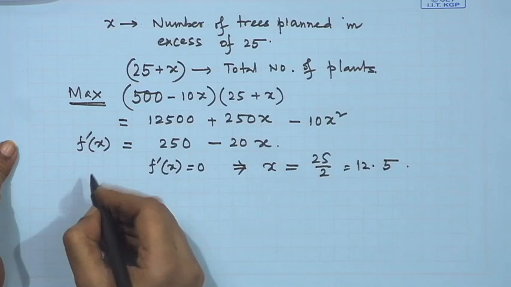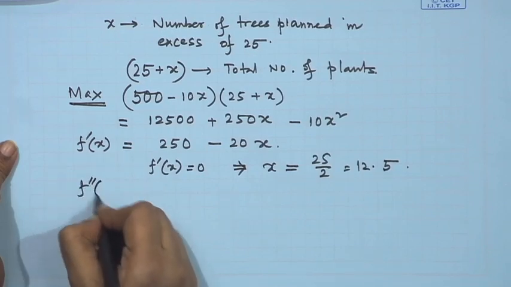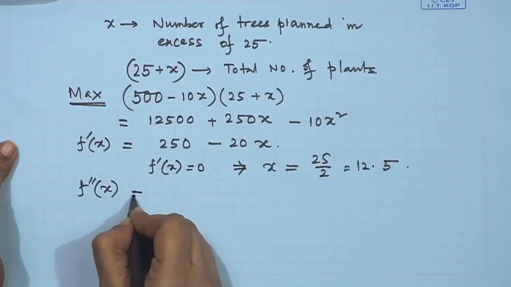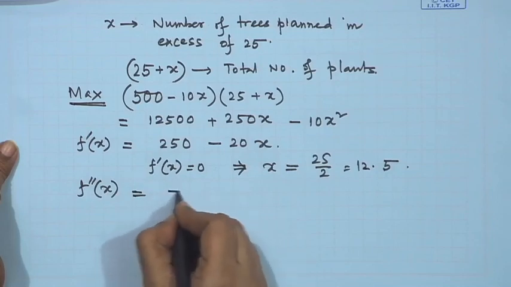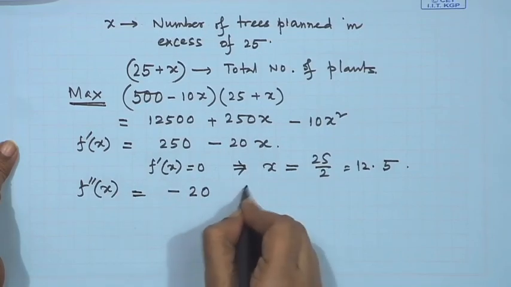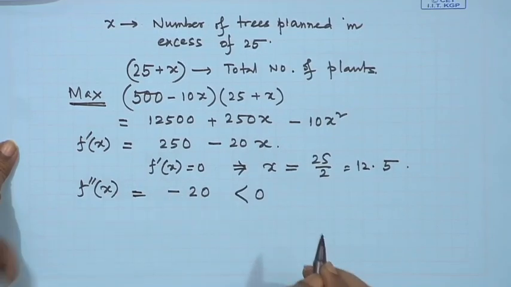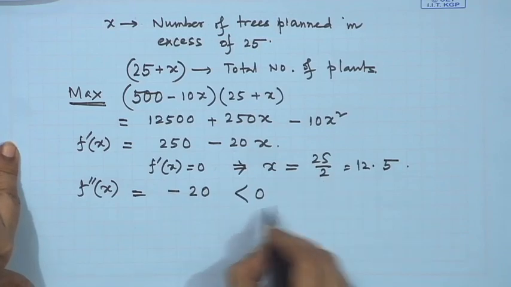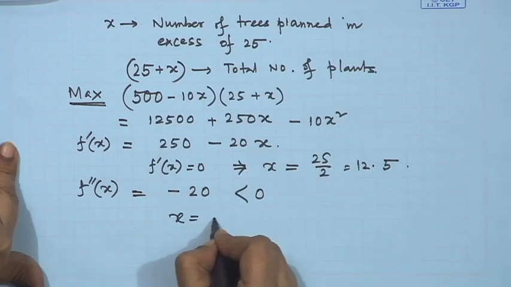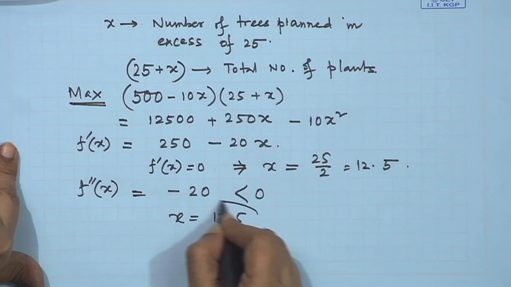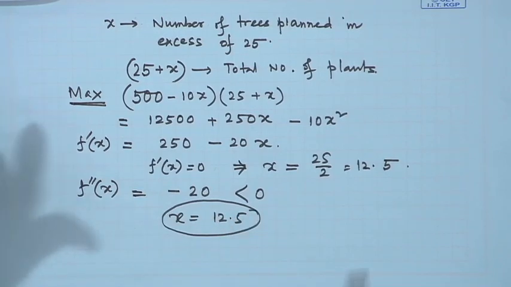Okay. Let us find out f double prime x for this. Double prime x would be minus 20. That means it is always negative. That is why it is suggested that you plant 12.5 trees for getting maximum yield.